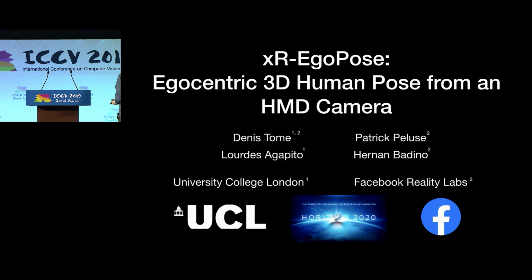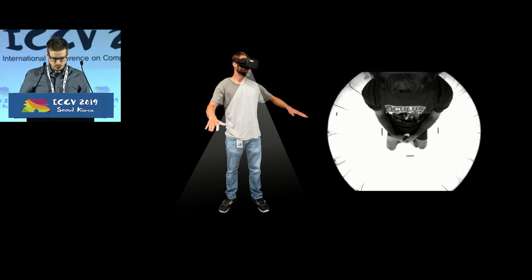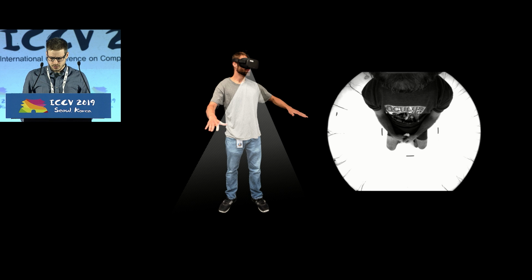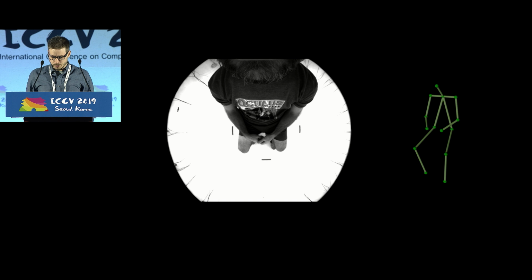Hello, I'm Dennis, and this is our work on egocentric 3D human pose estimation. Our goal is, given a single image taken from a camera mounted on a headset looking down, to infer the person's 3D pose as a set of 3D joint locations. Solving this task opens up several applications ranging from AR and VR, where people need to interact with the environment, to imitation learning from humans to robots.